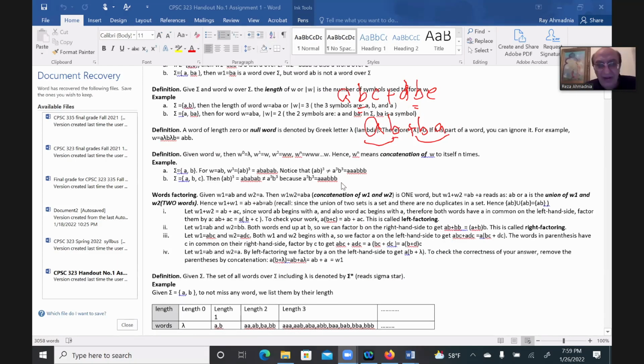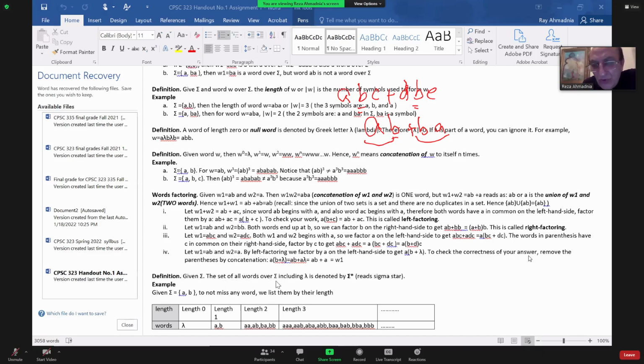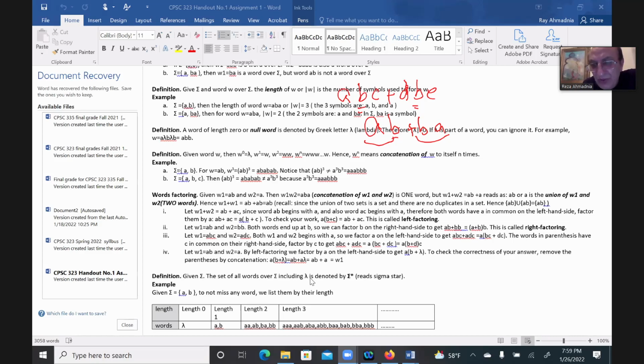Okay, now we are getting to good parts here. Given sigma, which means give me any alphabet you want. The set of all words over sigma, including lambda, is called sigma star. Give me an alphabet. The set of all words, including lambda, over that alphabet is called sigma star.